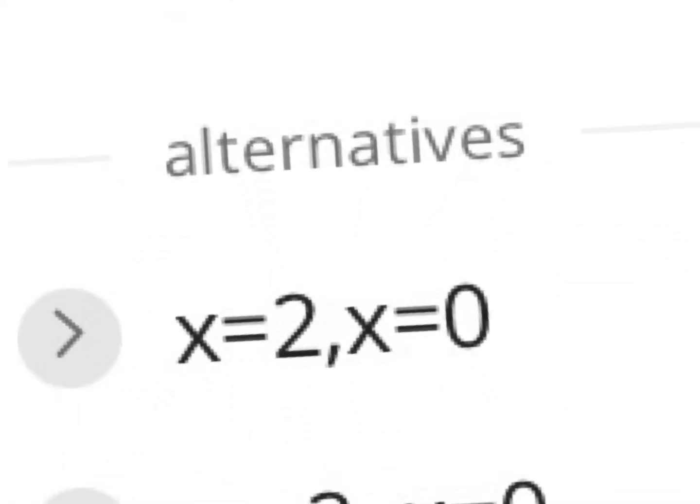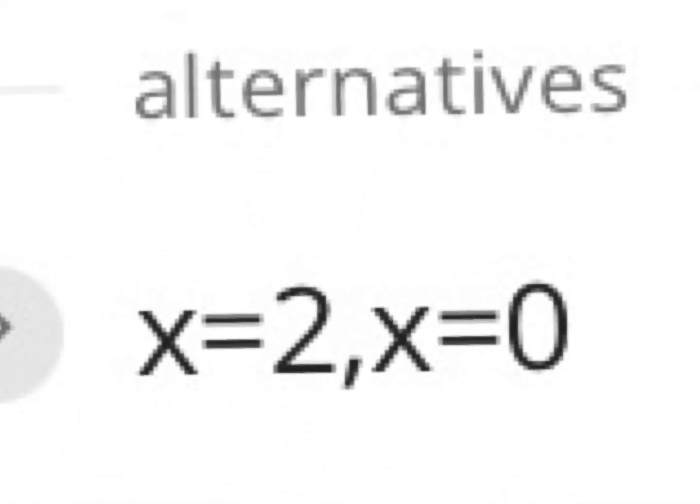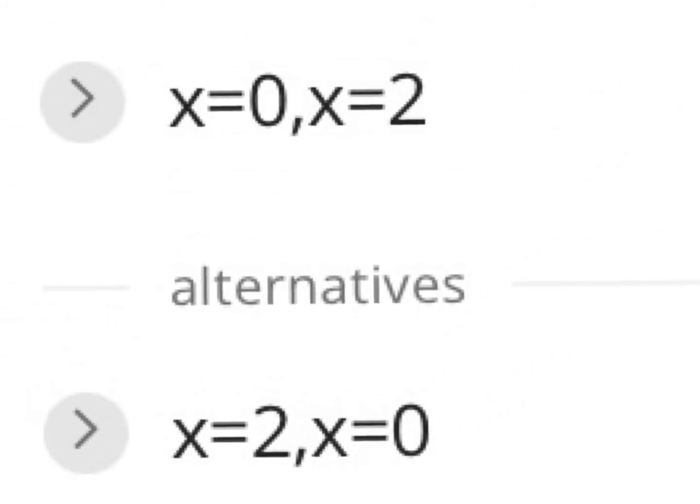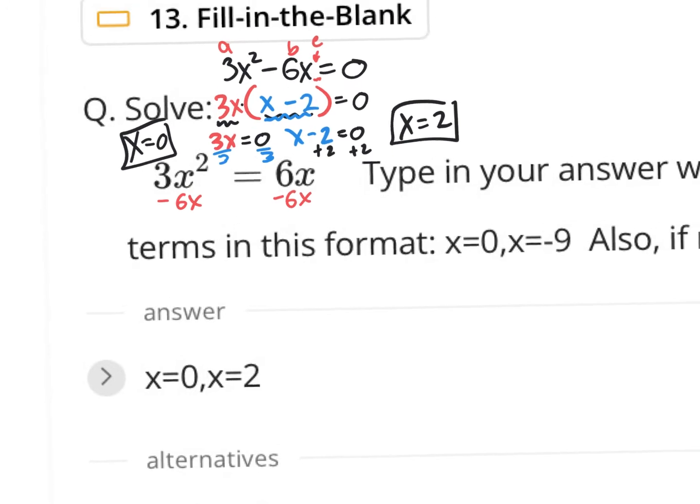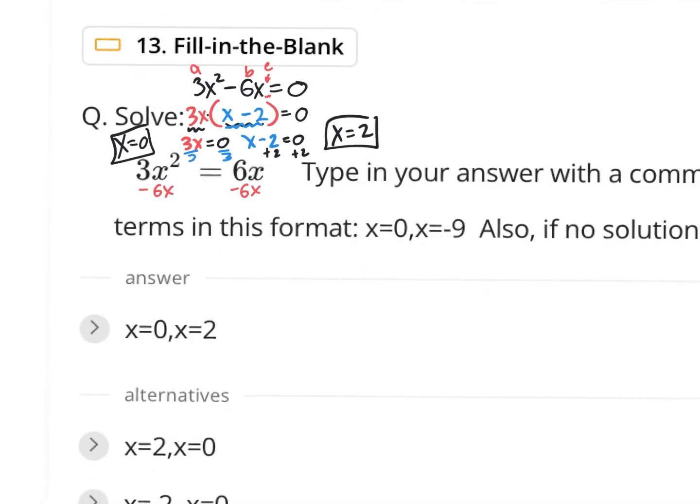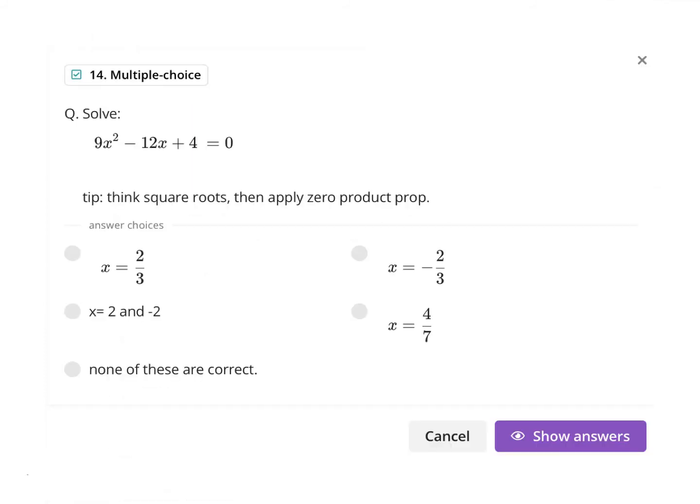Alternative answers, check it out. Of course, you could write it the other way. Instead of x equals 0, x equals 2, x equals 2, comma, x equals 0. Anyway, that is how you do that problem. And you could have used a quadratic formula, but I think it's way easier to factor, split, and solve on this one. Another question right here.